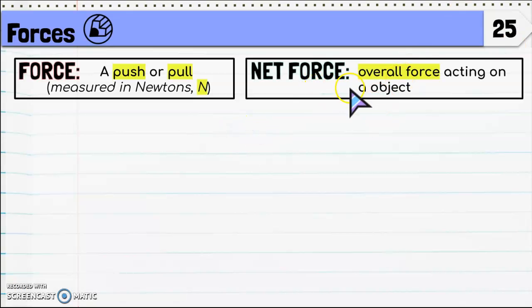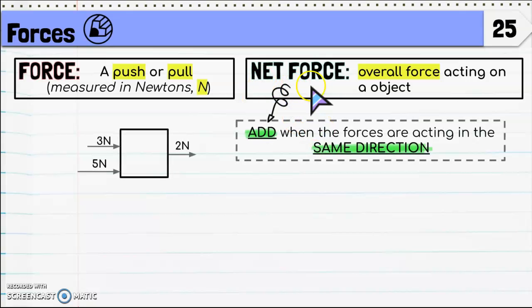The net force is the overall force acting on an object. So this net force is the total force. And to find the net force, we will add when the forces are acting in the same direction.